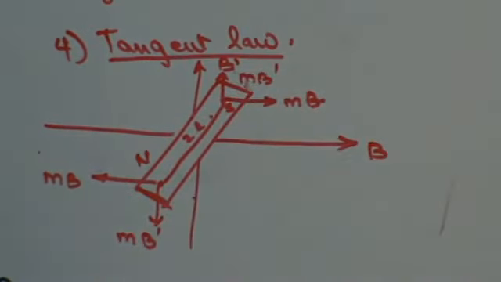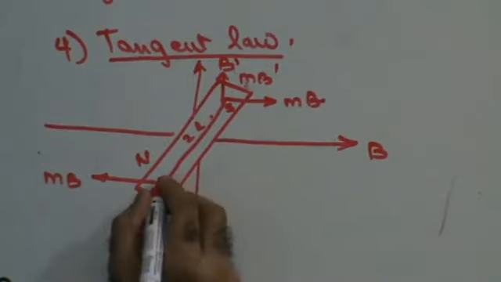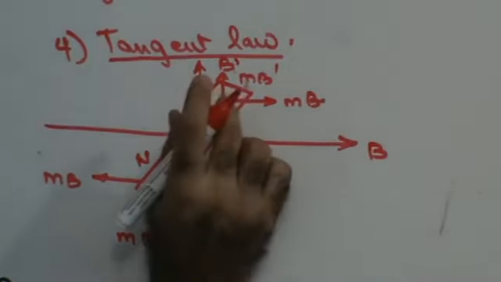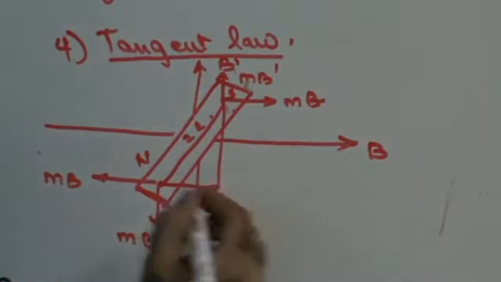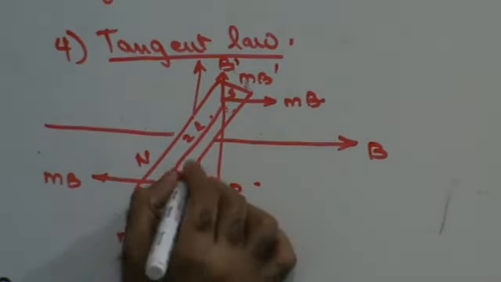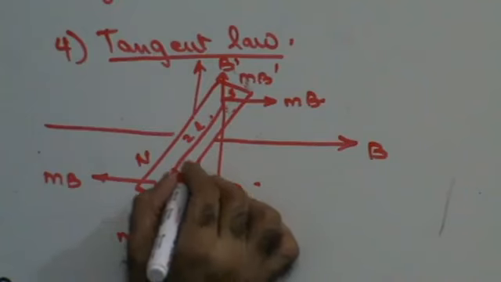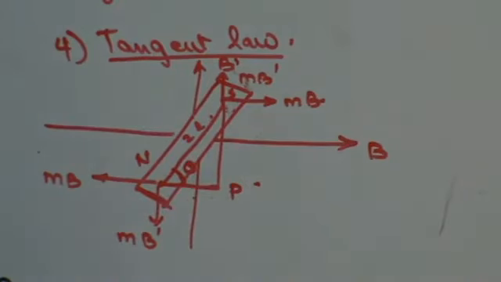Let's try to find out the perpendicular distance between the two forces. Let's drop a perpendicular from the south pole. Let's call this point P. Let us assume that the axis makes an angle of theta with the horizontal magnetic field. So let's write all these assumptions down.